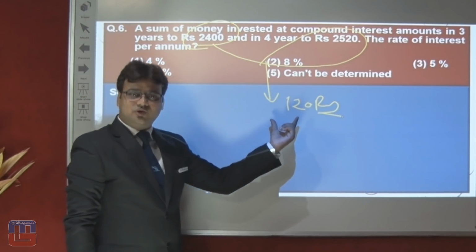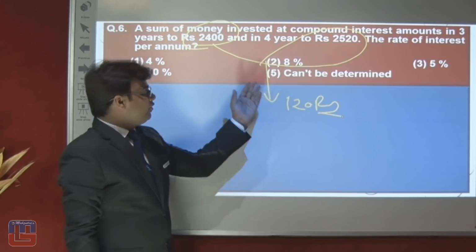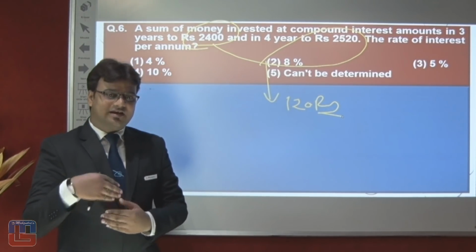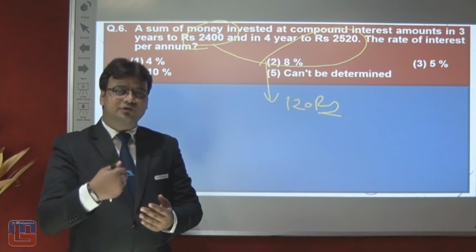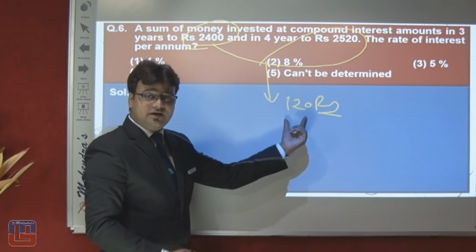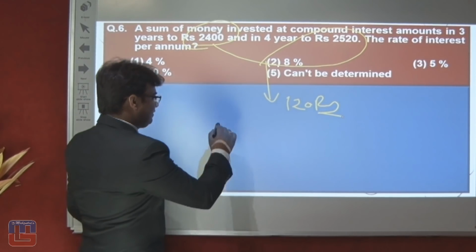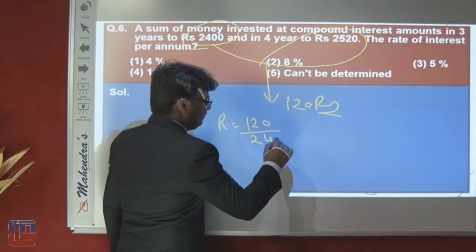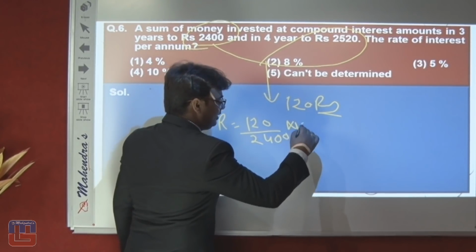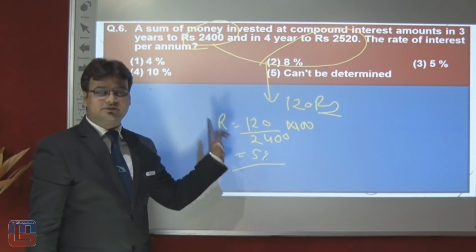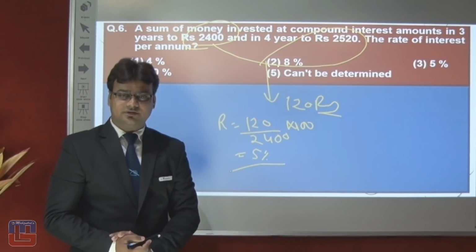It's 120 rupees, so the interest on rupees 2400, because 2400 acts as the principal for the 4th year, is 120 rupees. So the rate of interest is 120 divided by 2400 into 100, which is 5%. So the correct answer is the third.